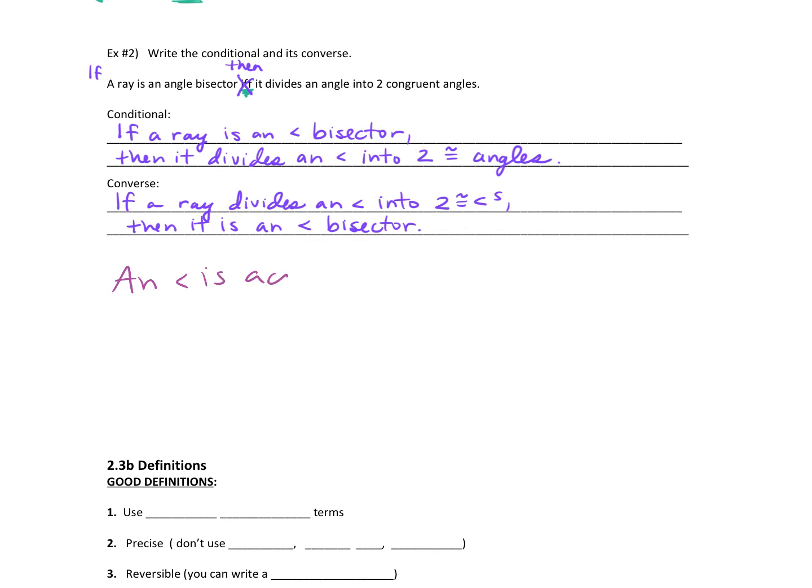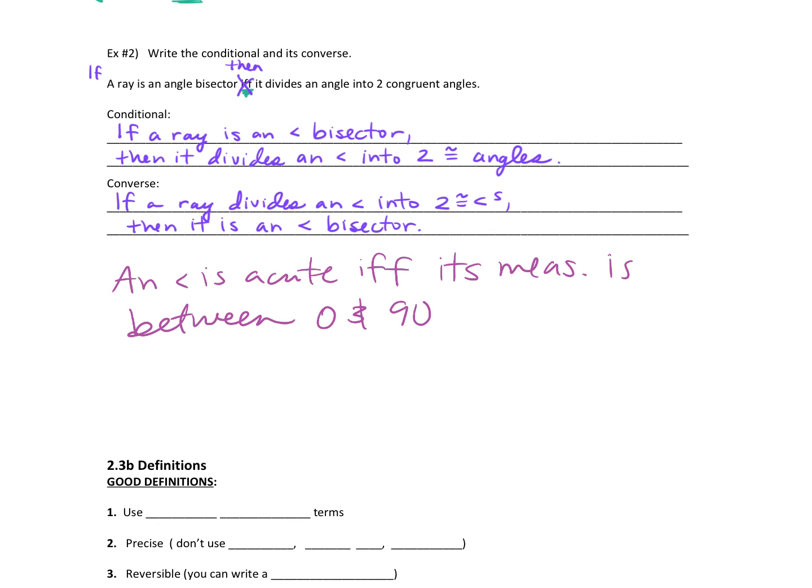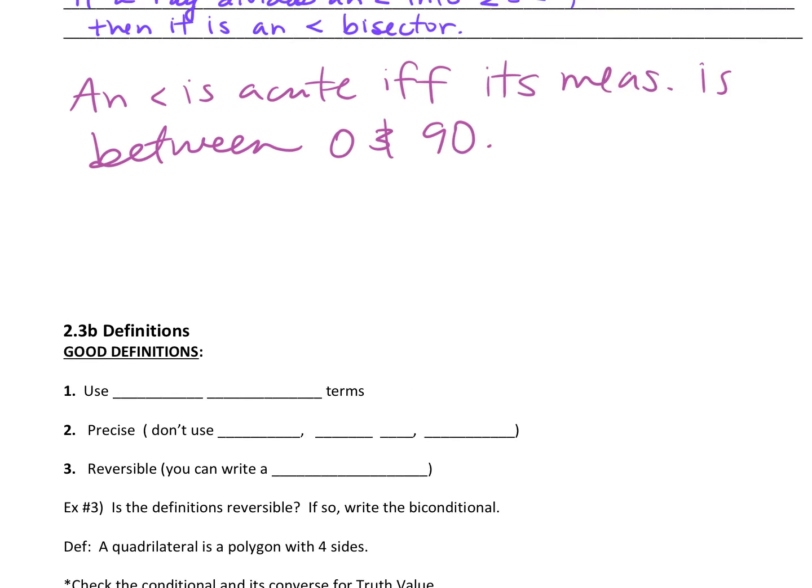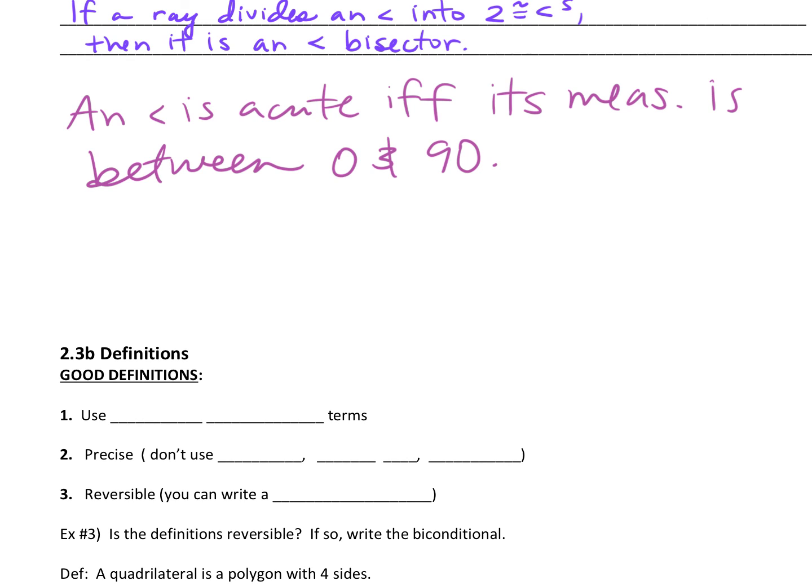Okay, now let's say I give you an angle is acute if and only if its measure is between 0 and 90. Don't write it down. Just speak it or talk to me about it. How do you turn that into a conditional and its converse?